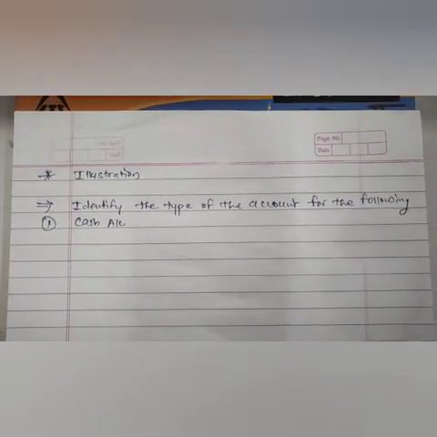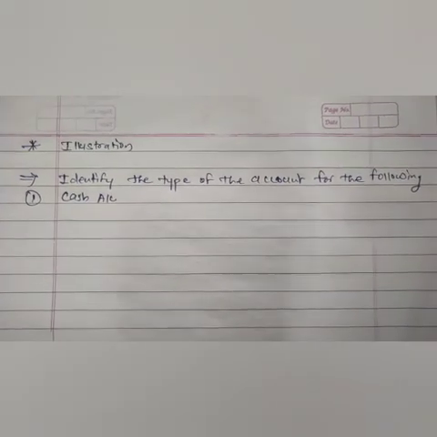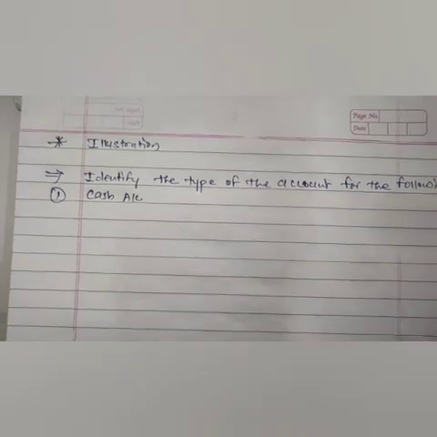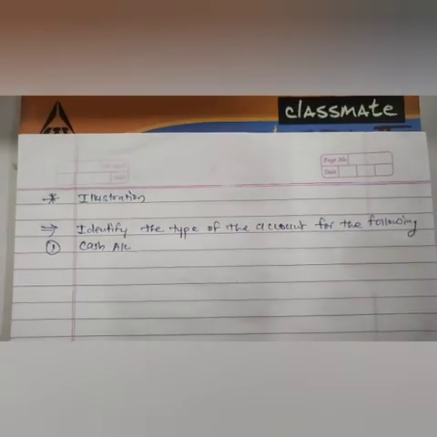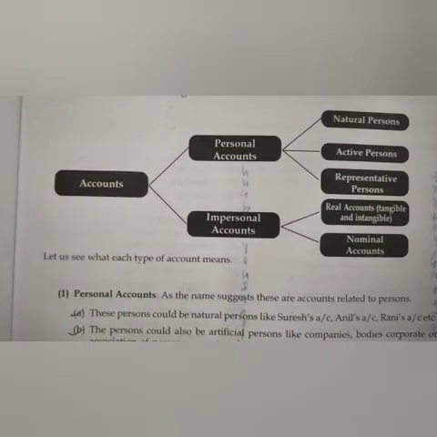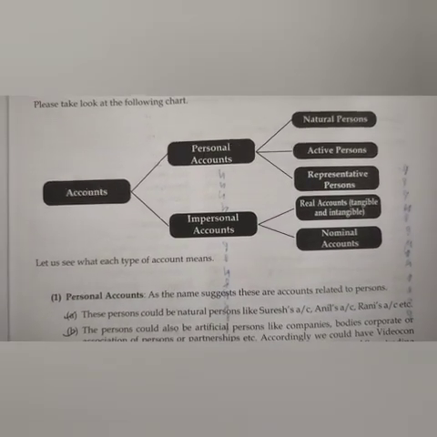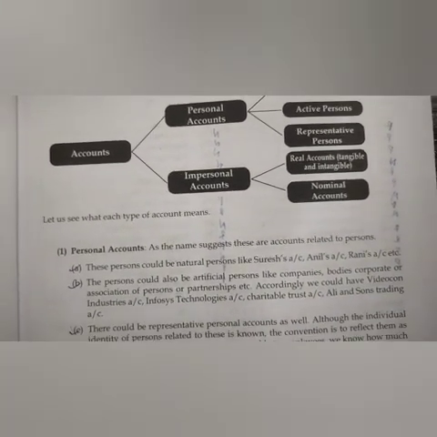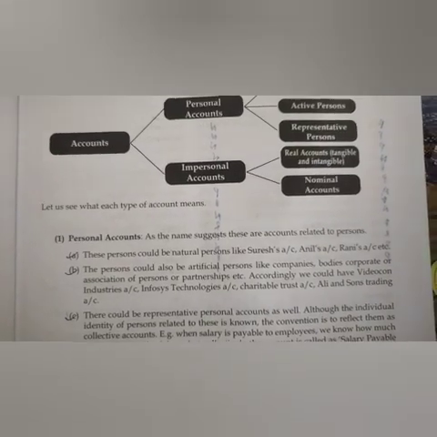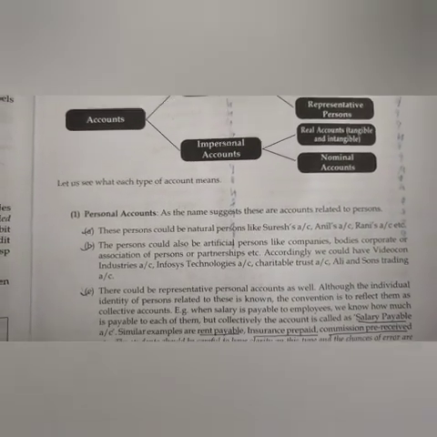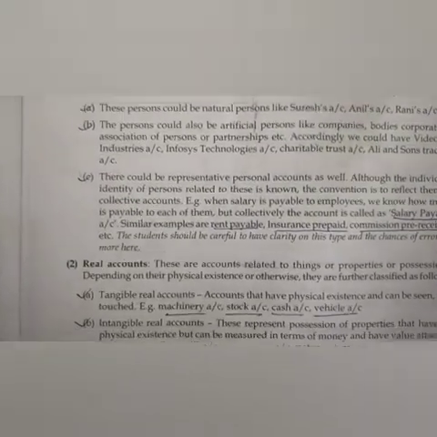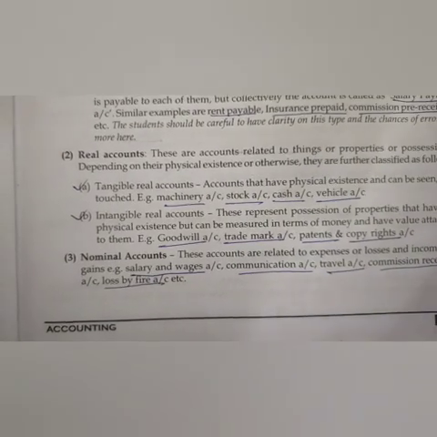Identify the type of account for the following: cash account. We have just now come across the accounts, that is personal account and impersonal account. A personal account is divided into natural persons, active person, and representative person, and the second one is impersonal, that is a real account. The real account is divided into tangible and intangible, and then a nominal account. You have to identify whether it is a personal account, a real account, or the third one, a nominal account.